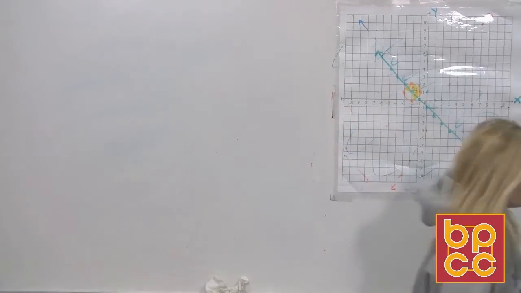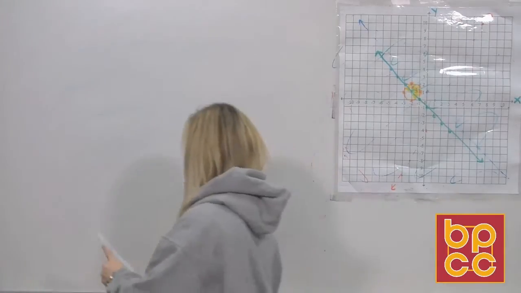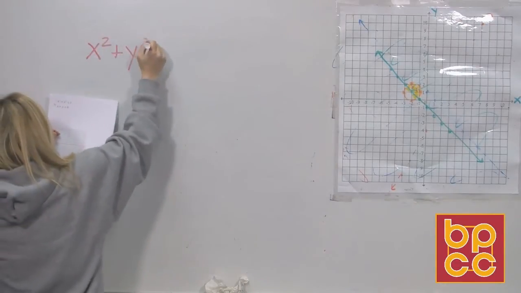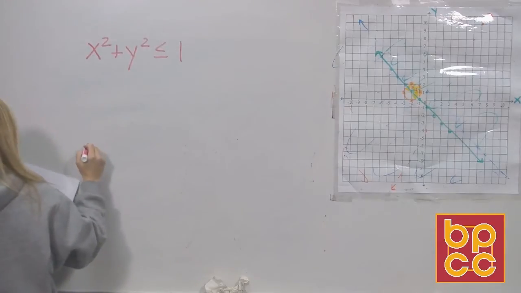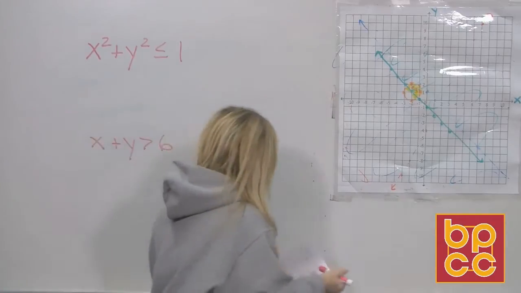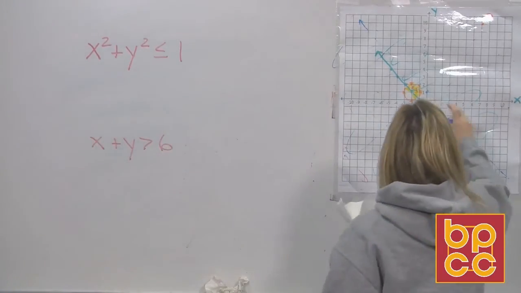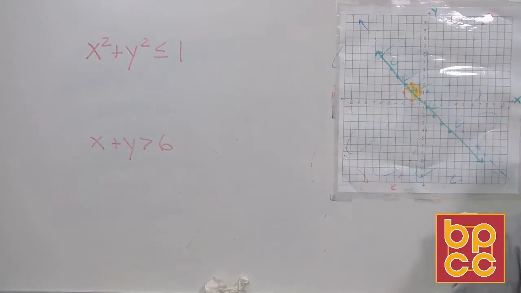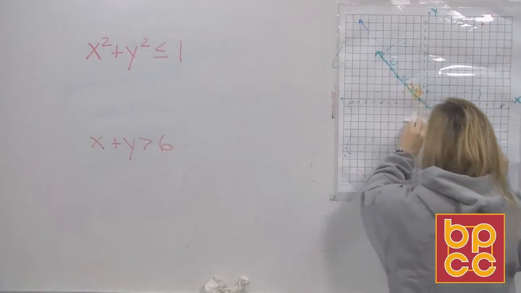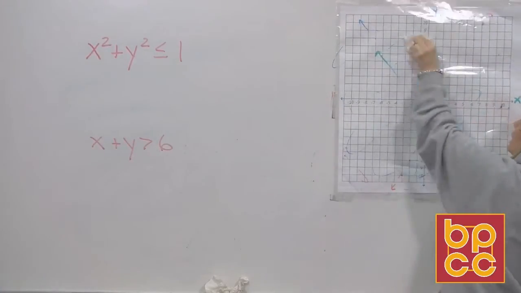Okay. Our third set of inequalities we want to graph. All right? We have x squared plus y squared is less than or equal to 1. X plus y is greater than 6. So I'm going to give you all a minute to look at that and make a decision. It's the same decisions we've been making now. We look at an inequality. We look at an equation. We first decide if they're linear or not linear.